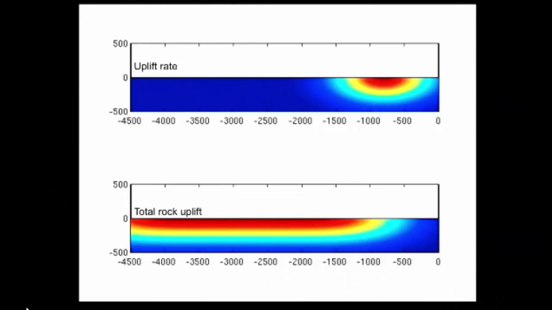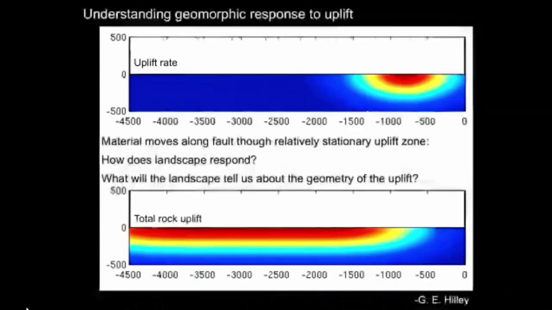So this is the total, and this would be the temporal derivative of it. You could say this uplift zone moves through the rock, or you can move the rock through the uplift zone. So it's a reference frame question. This is the model: if material moves along the fault through a relatively stationary uplift zone, how does the landscape respond? What will the landscape tell us about the geometry of the uplift?